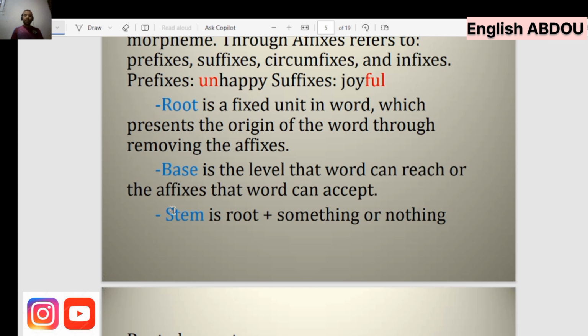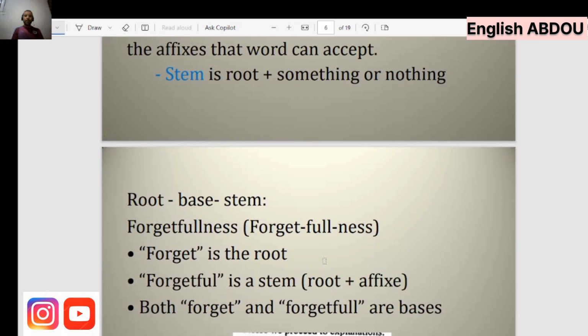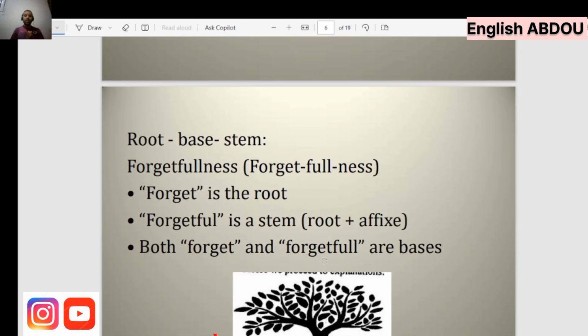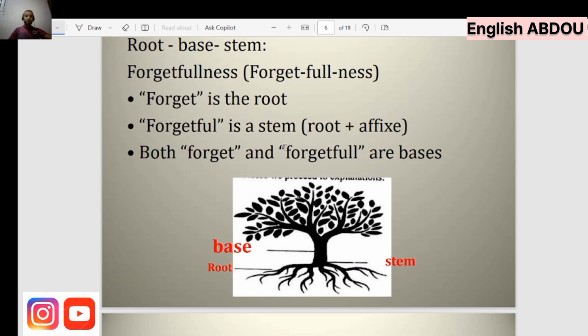While stem is root plus something or nothing. And most of the time stem can be inflection or no morpheme. And like here, as you can see, we have root, base, stem.